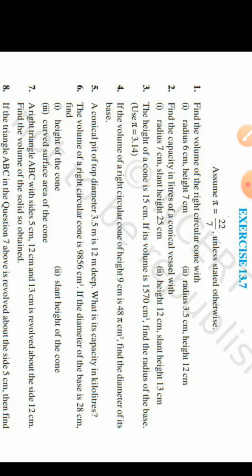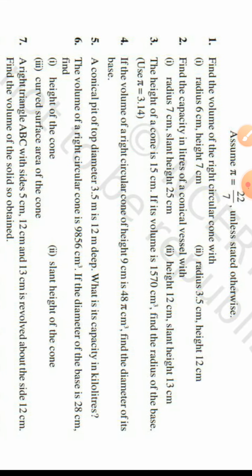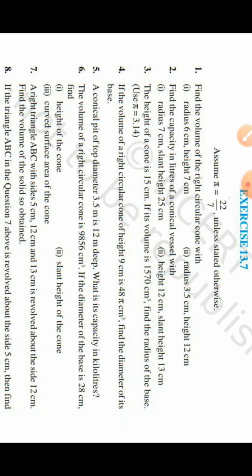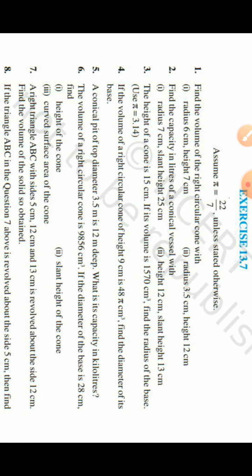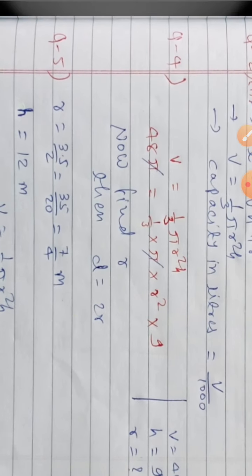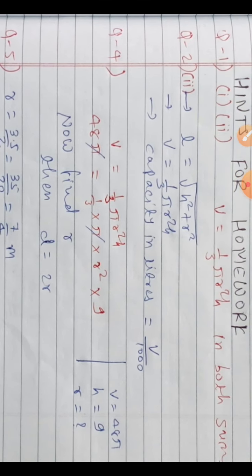Now look at the second of the second also: main question number 2, sub-question number 2. This is like the second first one, and you already have the solution. So in the second, height 12 and slant height 30, h 12, l 30. First of all, find r. After finding r you can find the volume. After finding the volume you can find the capacity. Now look here, the second one.